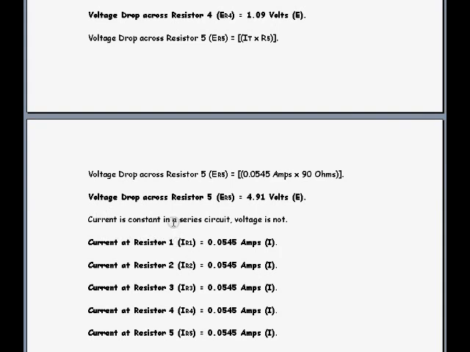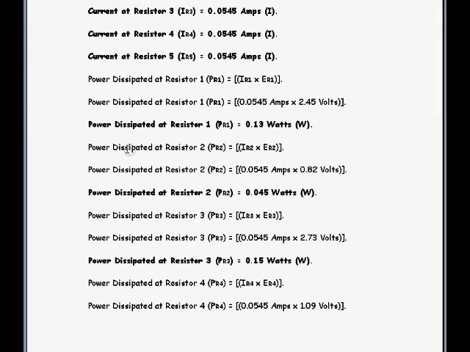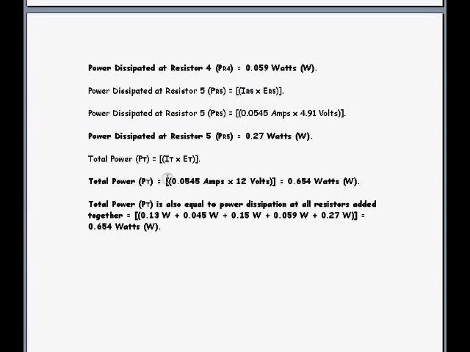which we do. Now, the current at each resistor, well, in series circuits, the current will remain constant, so whatever the total current is also the current at each resistor. The power dissipated at each resistor, well, power in watts in DC electrical circuits is equal to current times voltage. So we know the current, and then we know the voltage drop.